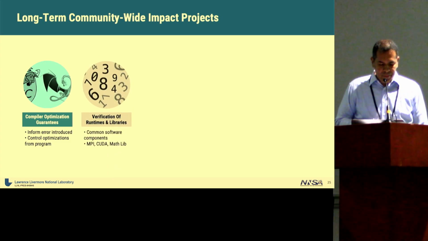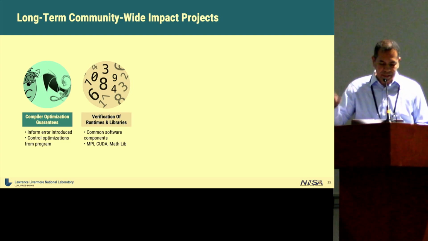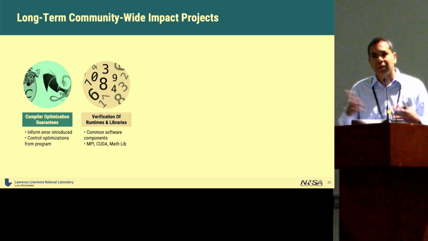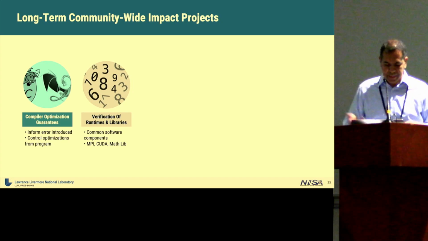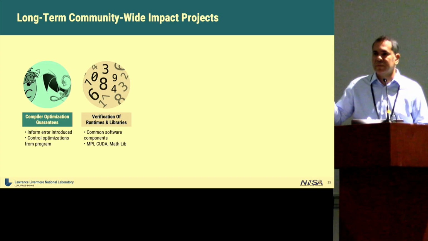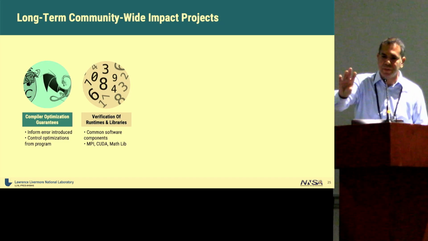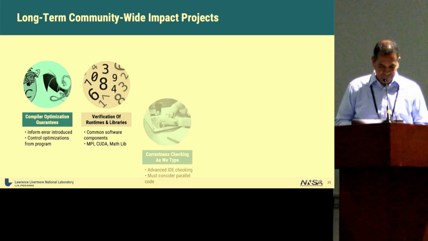So the second area would be verification of runtimes and libraries. If we can take code that is commonly used in applications, like libraries, for example, math libraries or CUDA runtimes, OpenMP, MPI runtimes, that would have a lot of impact because these are runtimes and libraries that are widely used in applications, right? So if we can verify different logic aspects of those runtimes, like we did, for example, for the OpenMPI library, where we just verified an algorithm, and we know that part works really well, that would have a lot of impact in applications.